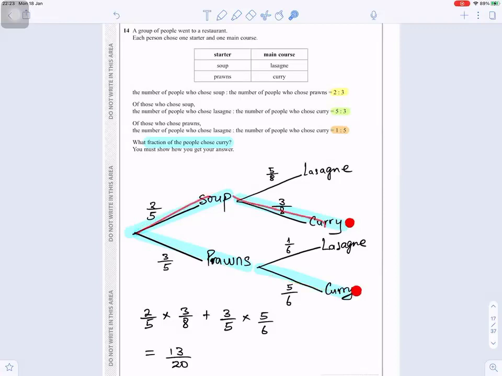So soup and curry is 2 over 5 times 3 over 8 plus prawns and curry 3 over 5 times 5 over 6. So you can choose soup and curry, or you choose prawns and curry. You multiply them first, and then you add them, you get 13 over 20.